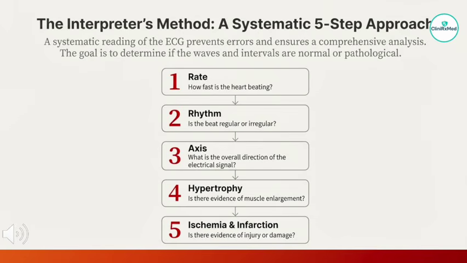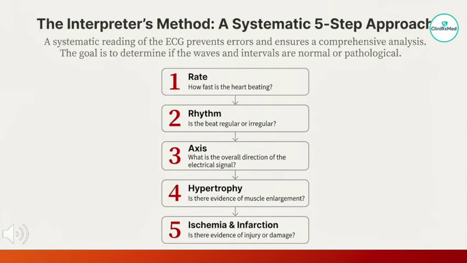When looking at an ECG, the sheer amount of data can be overwhelming. To avoid tunnel vision, where we jump to a diagnosis and miss subtle clues, we use a systematic five-step approach. This ensures we evaluate the heart's electrical activity comprehensively from start to finish.